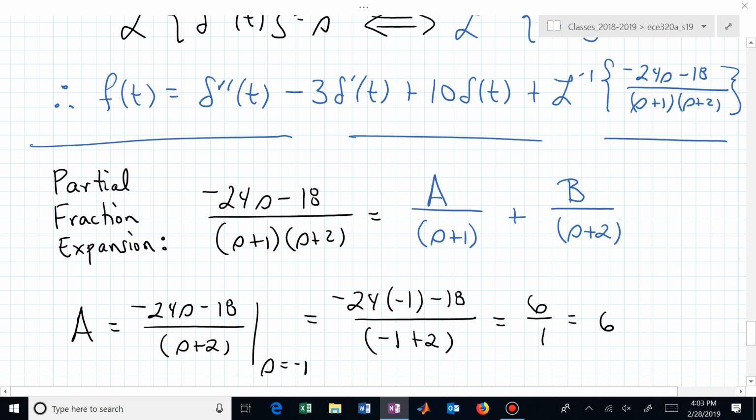Using the Heaviside approach, we can cover up the factor underneath a in our left-hand term and evaluate at the value of s where that polynomial underneath a vanishes, which is when s is equal to -1. So we now evaluate -24s minus 18 over s plus 2 at s equal to -1. Plugging in that value for s, we end up with a equaling 6.